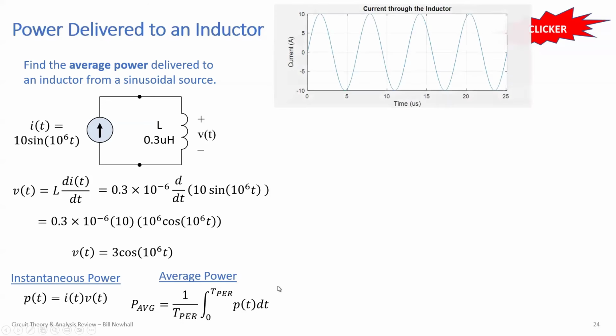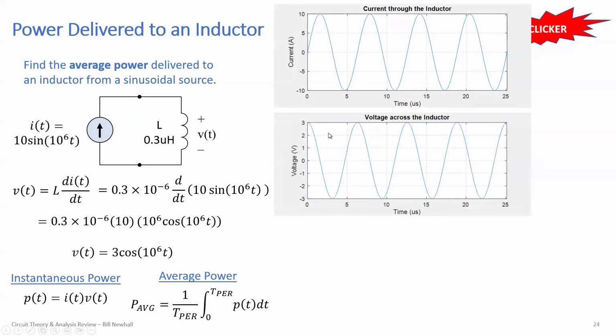So looking at a couple plots here, here's the current through the inductor. That's just a plot of 10 sine 10 to the 6t. There's the current. We calculated the voltage. Here's the voltage across the inductor. Another sine wave, as you would expect.